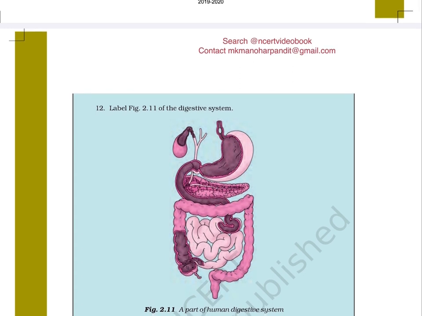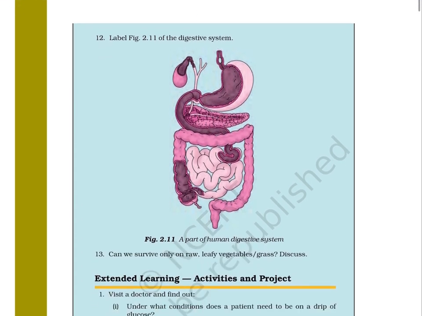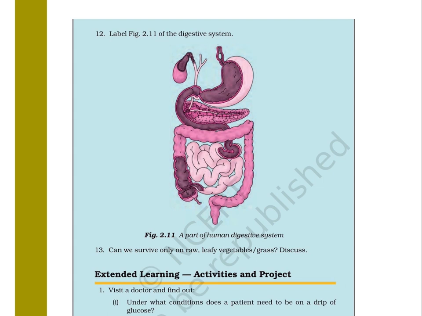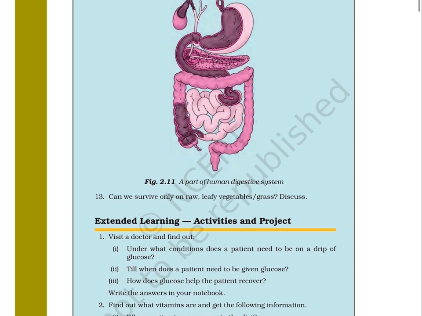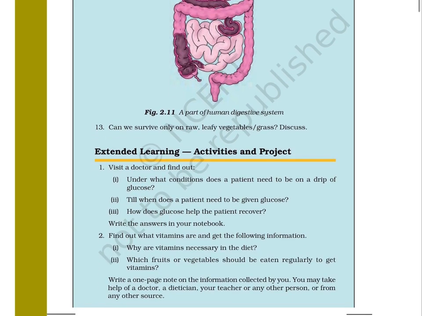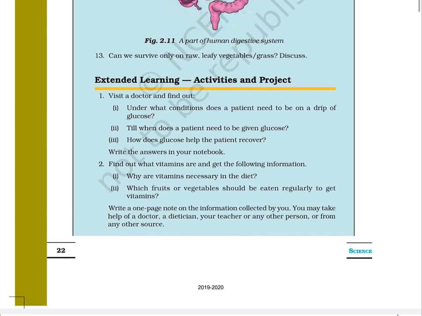12. Label figure 2.11 of the digestive system. Figure 2.11, a part of human digestive system. There's a figure given here. In this figure, all the parts of the human digestive system are present. You have to mark the names of these parts. 13. Can we survive only on raw, leafy vegetables or grass? Discuss.